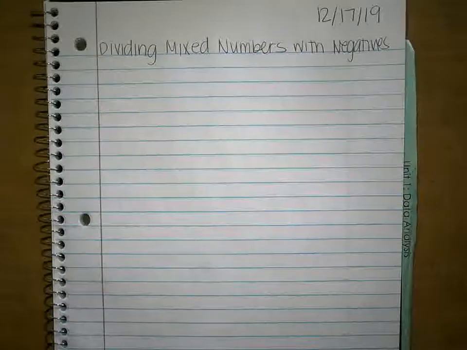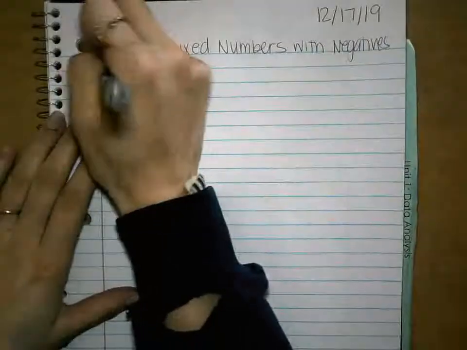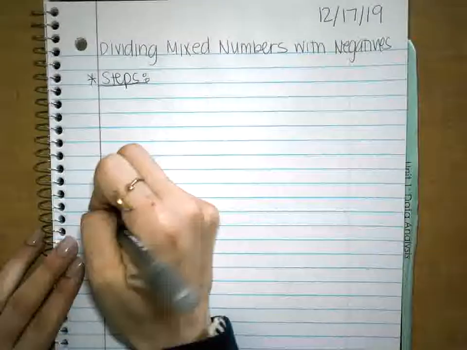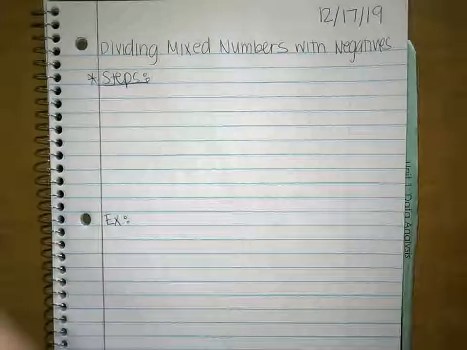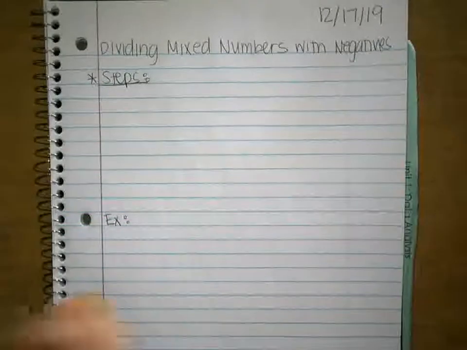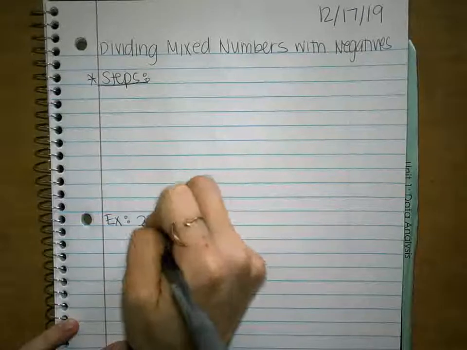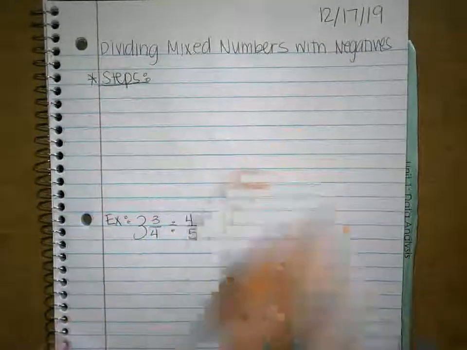So dividing mixed numbers with negatives is very similar to multiplying mixed numbers with negatives, and then adding in the dividing fractions that we did yesterday. So we're going to write down our steps and we'll do a couple of examples. So the first example that we are going to do is going to be 3 3/4 divided by 4/5.